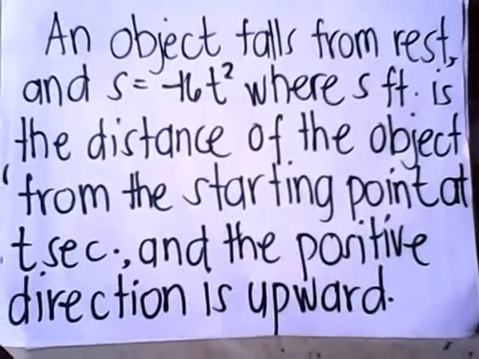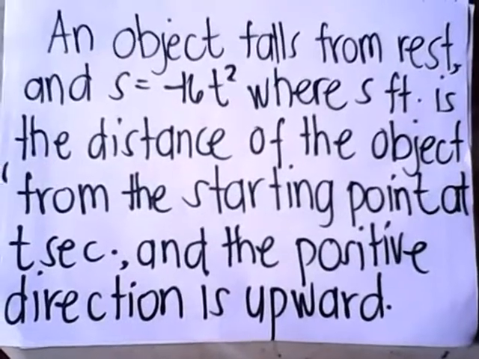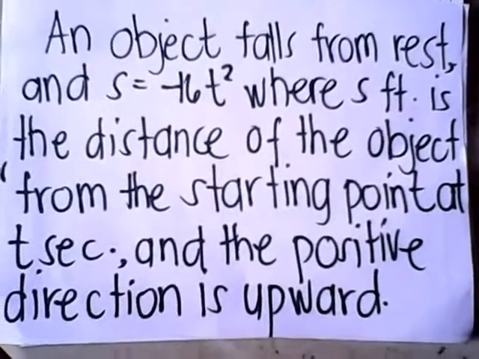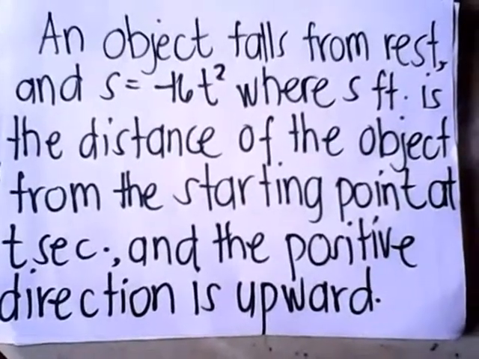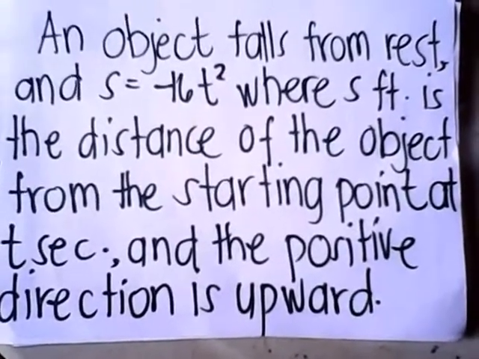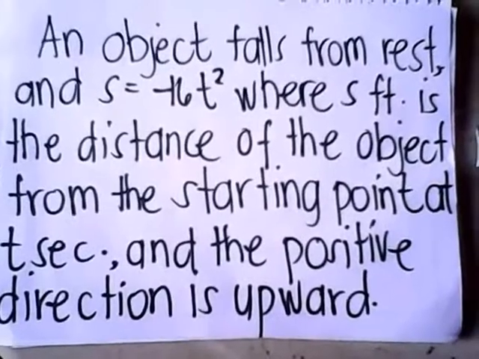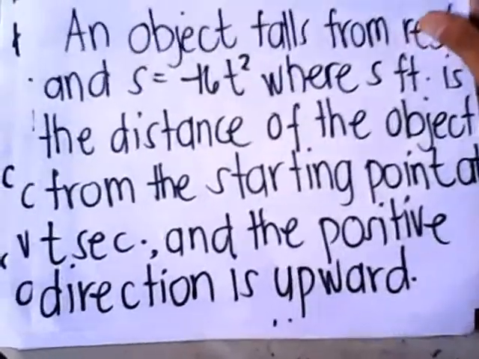Okay, here's our second example. An object falls from rest and s is equal to negative 16t squared, where s feet is the distance of the object from the starting point at t seconds, and the positive direction is upward.